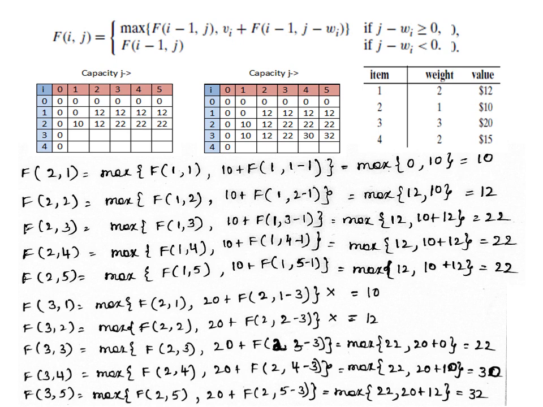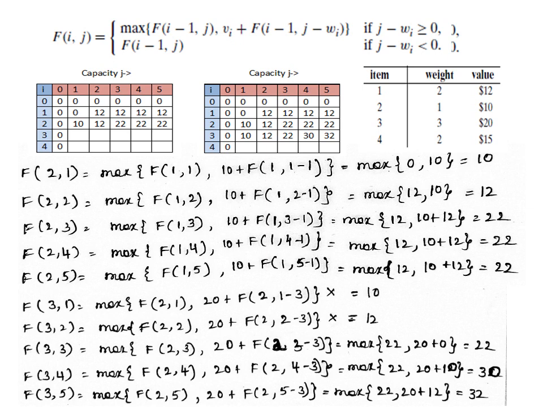Then f of 2, 3, which is equal to maximum of f of 1, 3, 10 plus f of 1, 3 minus 1, that is f of 1, 2 is 12. So maximum of 12, 10 plus 12 which is equal to 22, so maximum value is 22. So f of 2, 3 is 22.